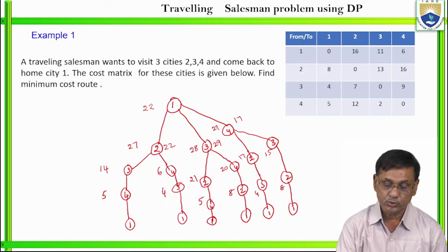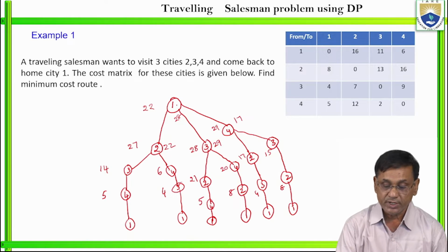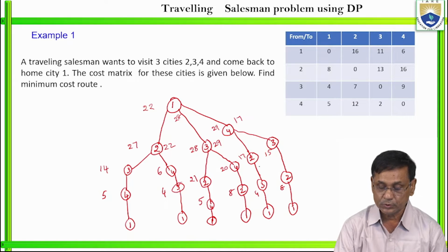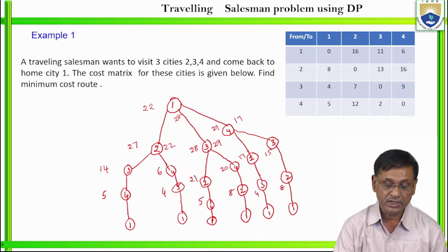So in these two, we have to select the lowest one, that is 28. Then the next one is the salesman can go from 1 to 4, 4 to 2, 2 to 3, 3 to 1. In that case, the cost is 29. And then if the salesman selects the route 1 to 4, 4 to 3, 3 to 2 and 2 to 1, in that case, we have to find out the cost.